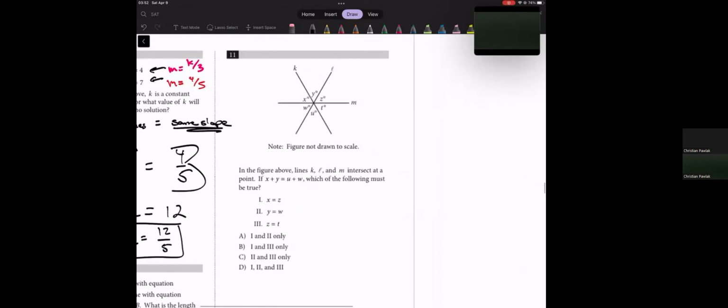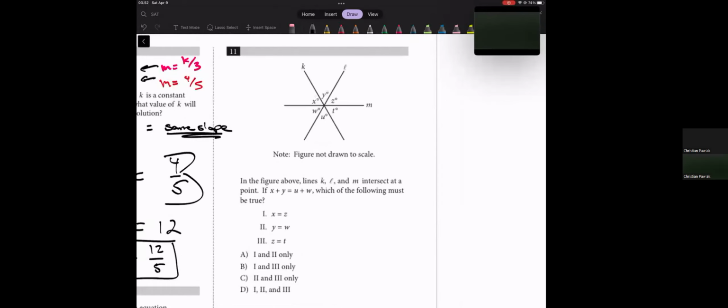Okay, number 11. In the figure above, lines K, L, and M intersect at a point. If x plus y equals u plus w, which of the following must be true? So one thing that you have to recall from geometry is something called vertical angles. If two lines meet, no matter what, this angle and this angle are the same. This angle and this angle are the same. You can kind of see it's like a reflection.